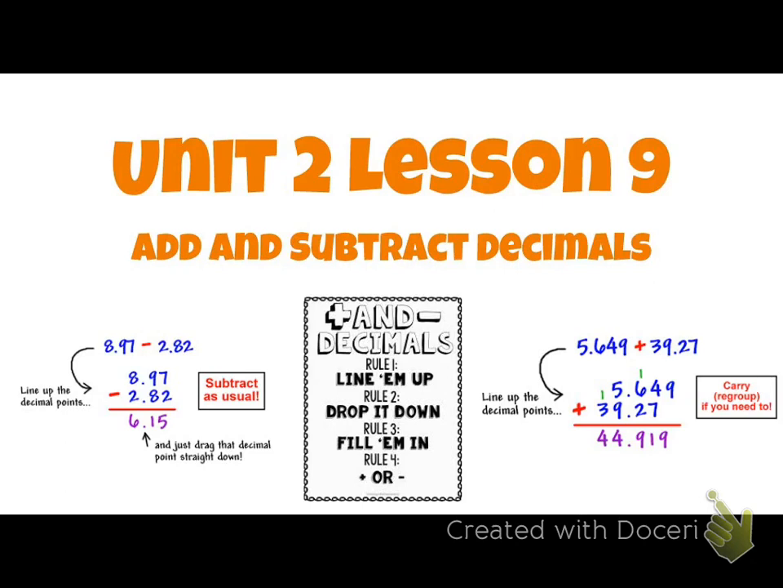Today we're going to move on and talk about Unit 2, Lesson 9, which is add and subtract decimals. As you can see on here, we've got a couple examples, but I'm going to point out before we even get started, the most important part of adding and subtracting decimals is this right here. We have to line up the decimal points. You will hear me say that multiple times because it will give you a wrong answer if you do not. So let's move on into our lesson.